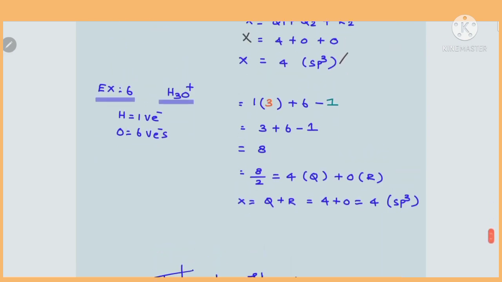Now another example, a cation, the hydronium ion, H3O plus. Hydrogen valence electron 1, oxygen 6. Valence electron of hydrogen 1 into the number of hydrogen atoms 3, plus the number of valence electrons of oxygen. The charge is plus 1, so we do minus 1 with that. 9 minus 1, 8. Whenever you get 8, divided by 2, you get sp3 hybridization.